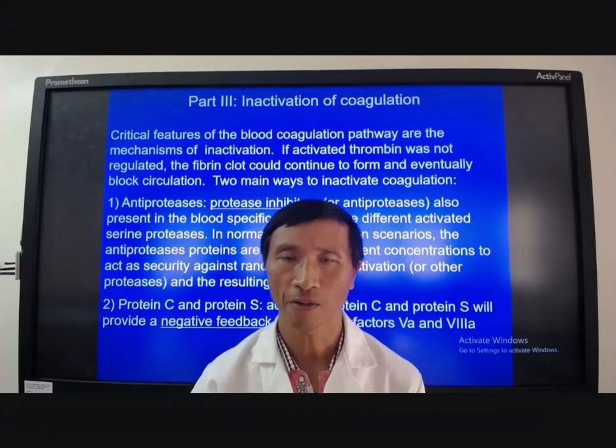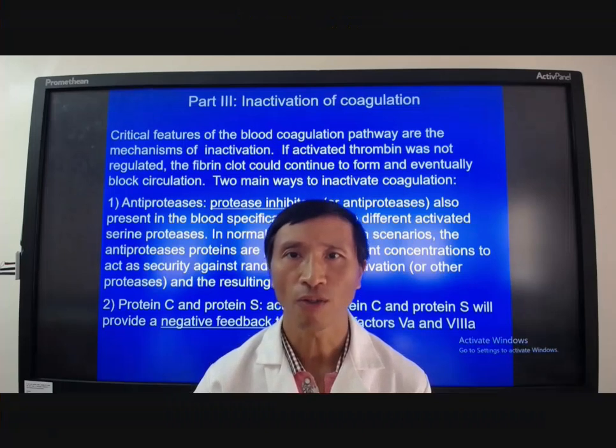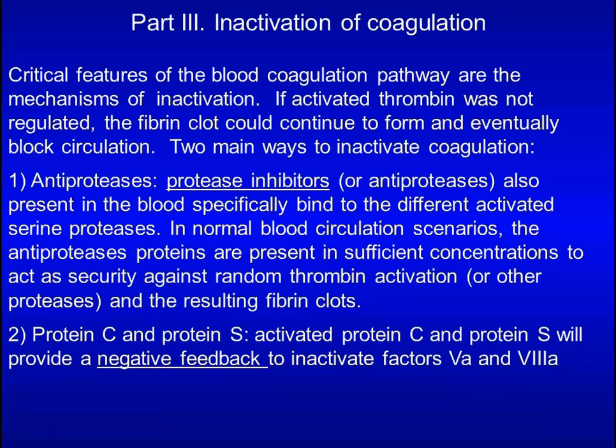Now, let's move to part 3. We will look at inactivation of coagulation. If the activated thrombin was not regulated, the fibrin clot could continue to form and eventually block circulation. There are two main ways to inactivate coagulation. First is using anti-proteases. They are protease inhibitors. They bind specifically to the activated serine proteases. Second is using a negative feedback mechanism through protein C and protein S. These two proteins inactivate factors 5 and 8.